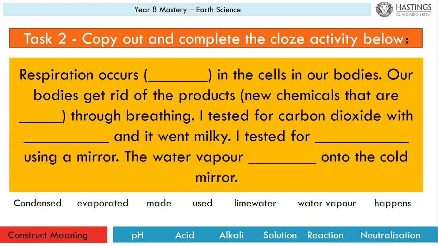The next missing word, I tested for water vapor using a mirror. So in addition to that, we would breathe onto a mirror and water vapor would form. The water vapor condensed onto the cold mirror, okay? And that's linking back to some of our particle theory that we did and some of our other lessons, where we know that steam, as water is a gas, condenses back to a liquid.